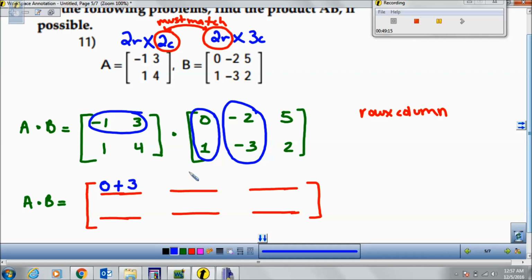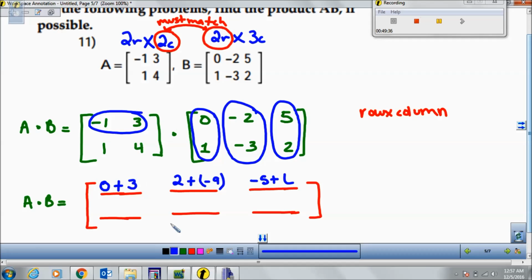Negative 1 times negative 2, positive 2. 3 times negative 3, it's a negative 9. And you're always adding the multiplications. Then the same row times the next column. Negative 1 times 5, negative 5. 3 times 2, 6.